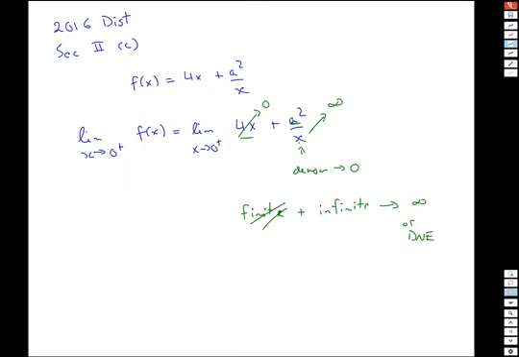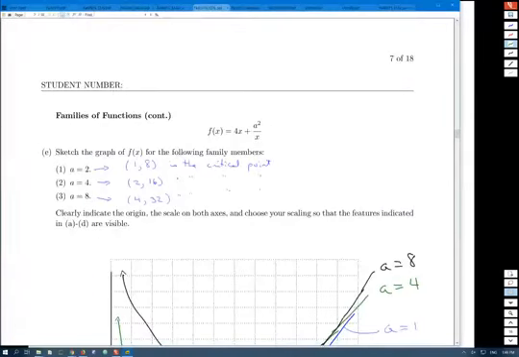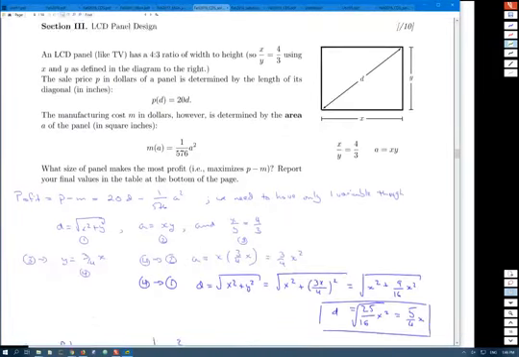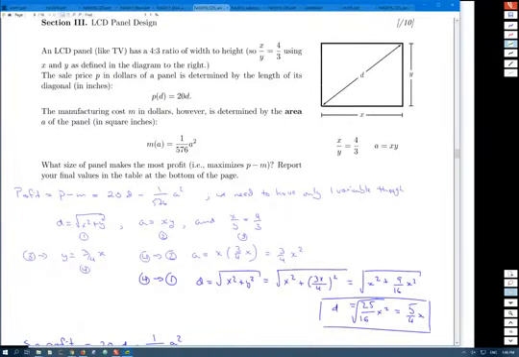For section 3 for the diagonal. Oh, right. That was the LCD panel design. So the diagonal element for that just came from observing this diagram. There's a right angle triangle hiding in here with x and y and d being the 3 sides, and d is the hypotenuse.